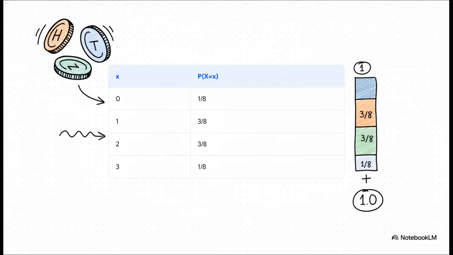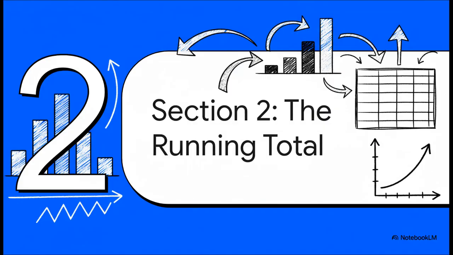You can imagine this as maybe the number of heads you get from flipping 3 coins. You could get 0 heads, 1, 2, or all 3. And this table tells you the exact probability for each of those. And notice, real quick, if you add up those probabilities, 1/8 plus 3/8 plus 3/8 plus 1/8, you get 8/8, which is 1. Perfect.